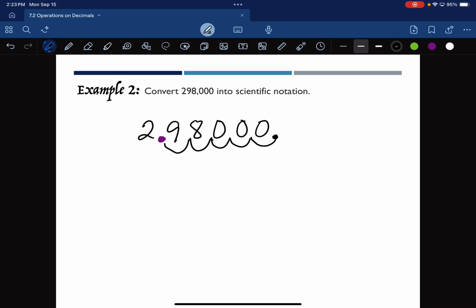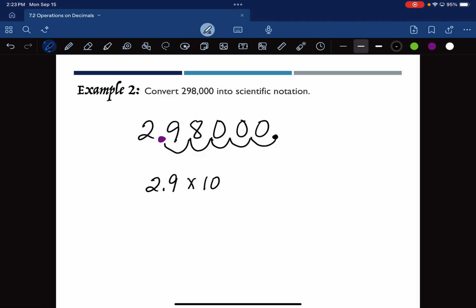Notice I'm counting around each number. I'm not counting the number. Don't confuse the issue. We're counting spaces. I've moved it a space where the decimal point lies. It lies between numbers. How many times did I move it? 5. Cool. All right, so we said that this number is 2.98 times 10, and the power is going to be 5.